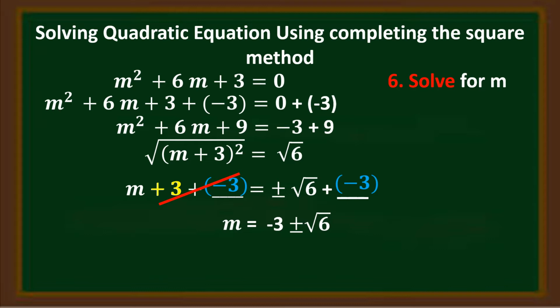In here, we have two values of m. The first value is negative 3 plus the square root of 6. And the next value is negative 3 minus the square root of 6. We can see in here the symbol plus minus, so it can be separated into positive and negative.